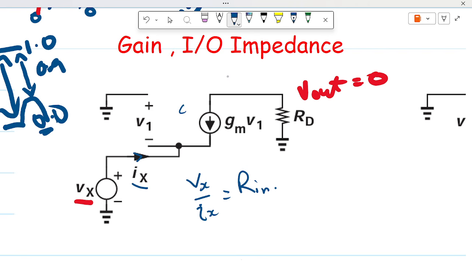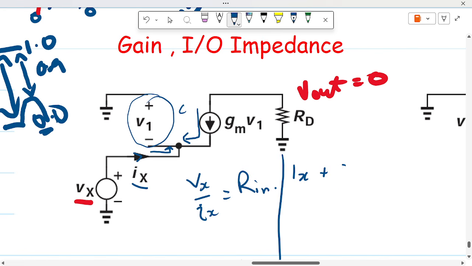Now we try to do that mathematically. Once again, we try to eliminate V1 from our equation, because clearly we can see that the current entering this node and the current also entering this node, the two currents are entering the node, so they should add up to 0. All the currents entering a node or all the current leaving a node should add up to 0. So that means that Ix plus Gm V1 should be equal to 0.